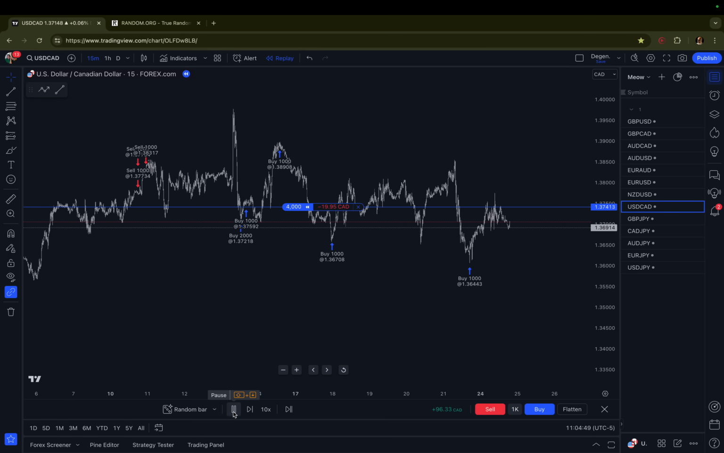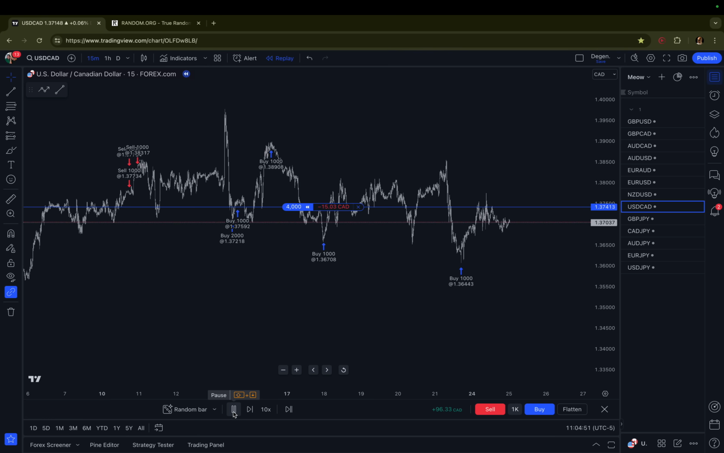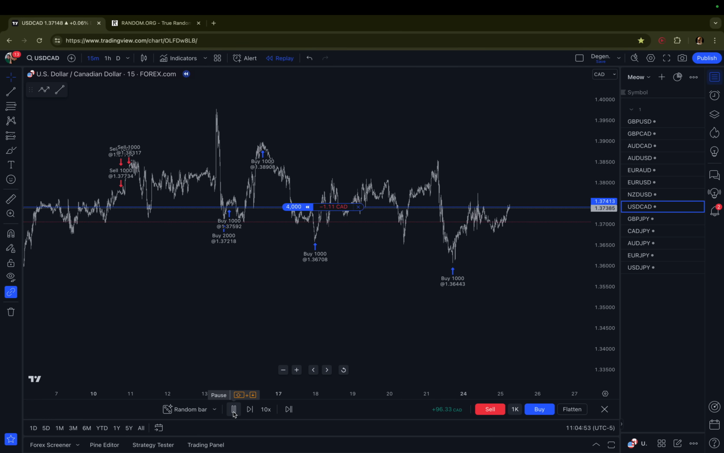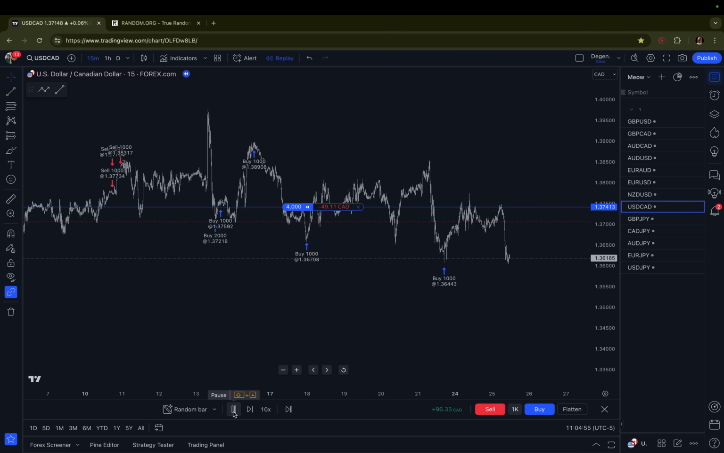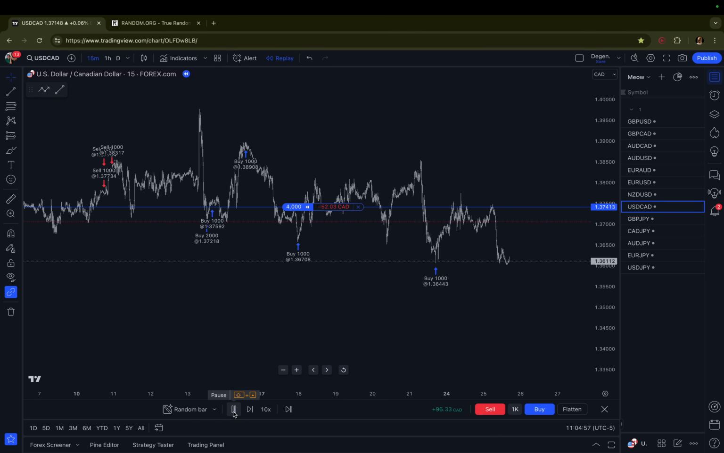So it's floating around the position average entry. A little bit of drawdown. It's kind of going back and forth, taking its time to decide. We want it to break in either direction. See if we can make a lower low here.